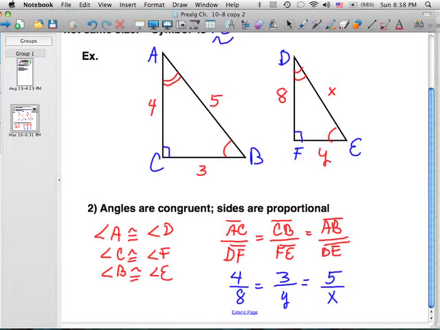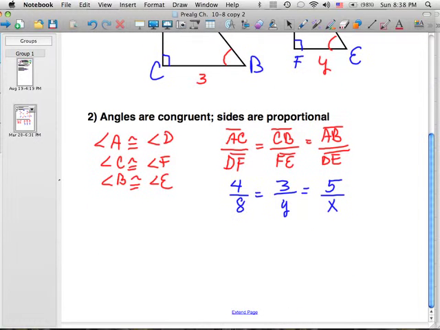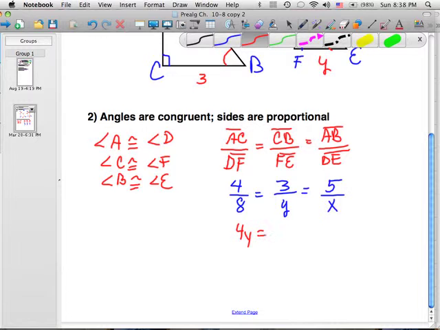So 4 is to 8 as 3 is to y, and I can use cross products. So I get 4y equals 24, and divide by 4. And I find out that y is 6, which makes sense, that's 1/2. And I can do the same here. 4x equals 40, divide by 4, and x equals 10. So 3/6 is equal to 5/10 is equal to 4/8.